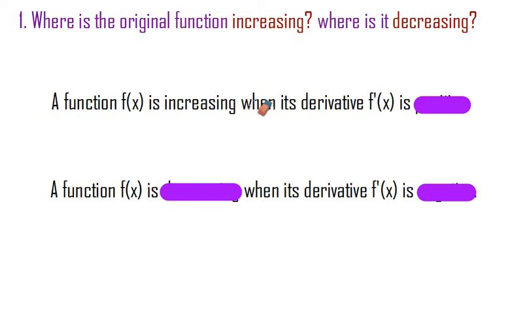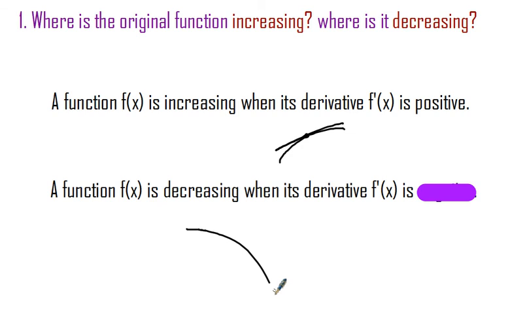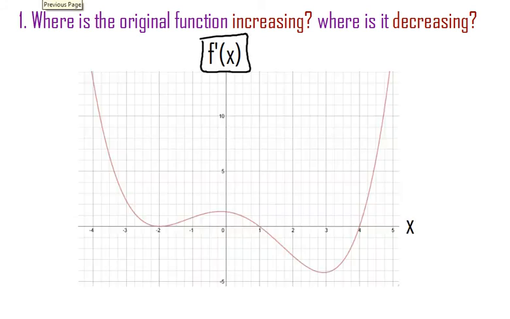A function is increasing when its derivative is positive. The slope is positive where the function is increasing, and similarly, the function would be decreasing if its slope is negative. So that's what we're going to look for. To tell where the original function is increasing, we'll watch where the derivative is positive, and to tell where it's decreasing, we'll see where its derivative is negative. With that in mind, let's go ahead and answer the problems.